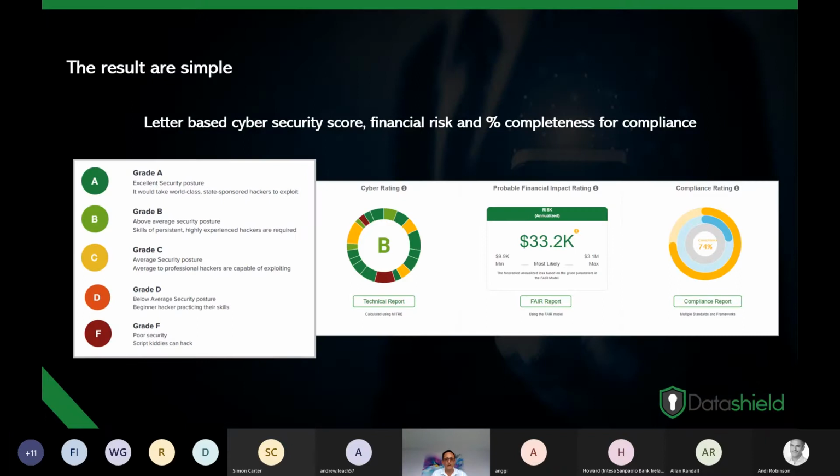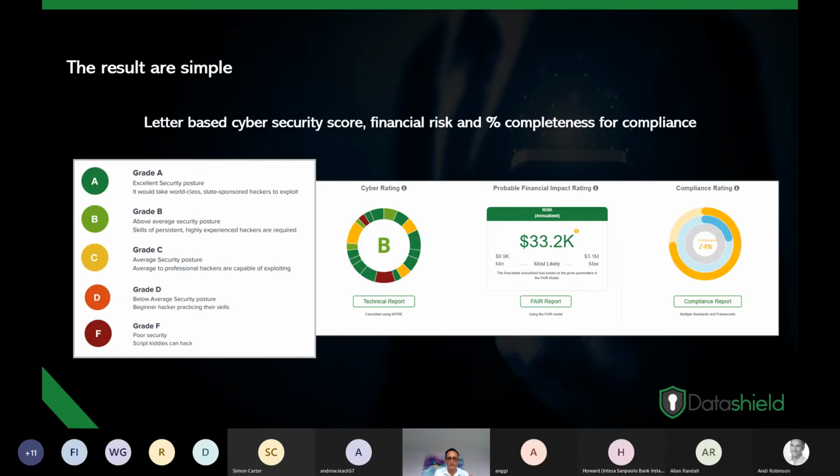As I said, the results are incredibly simple. It uses a letter grading score. I won't go through all of these, but a grade A, for instance, really needs a state-sponsored hack to be able to get through that organization's defenses. And then B, incredibly competent hackers, and going down and down into somebody that can just run scripts. It gives you that very simple view.